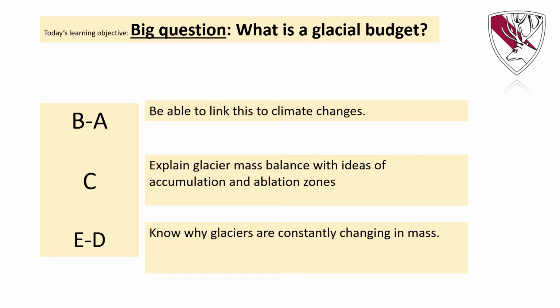Hello Year 8, and today we're really going to start focusing on glaciers. So put the title, what is a glacial budget? And today we aim to learn about, we want to know why glaciers are constantly changing in mass. That's how much ice there is. Explain glacier mass balance with ideas of accumulation and ablation zones, and be able to link this to climate changes. So write the title before moving on.